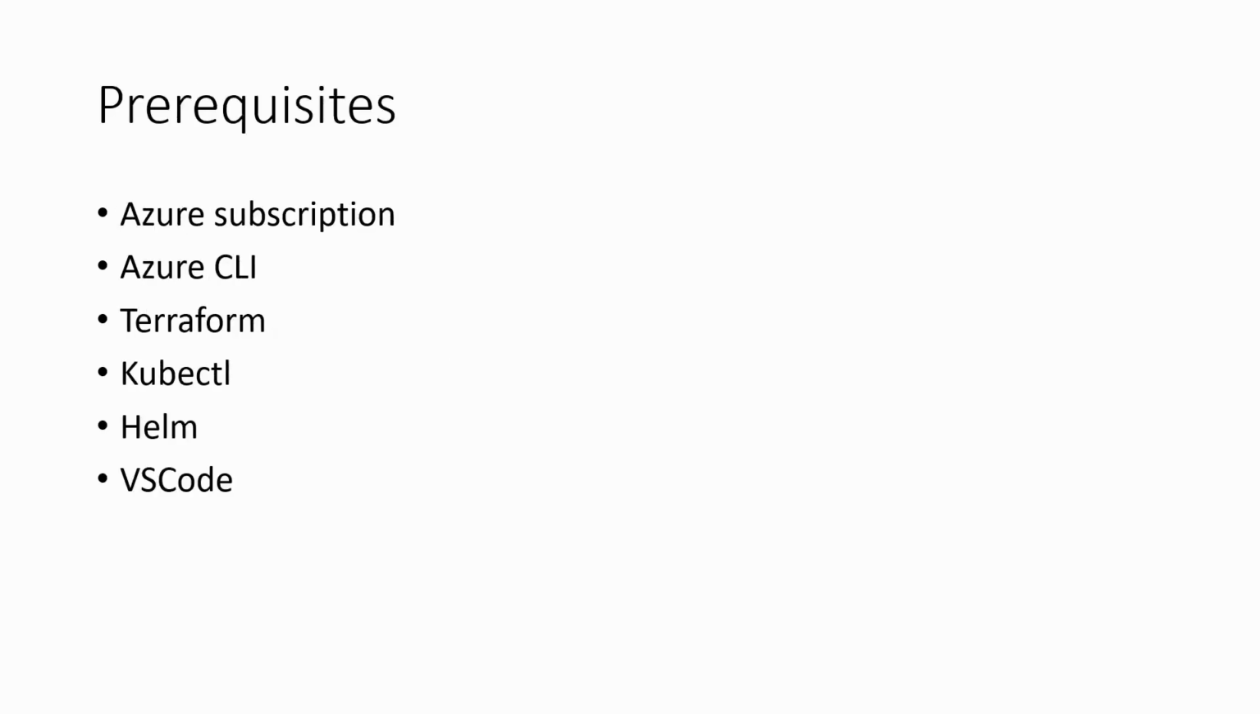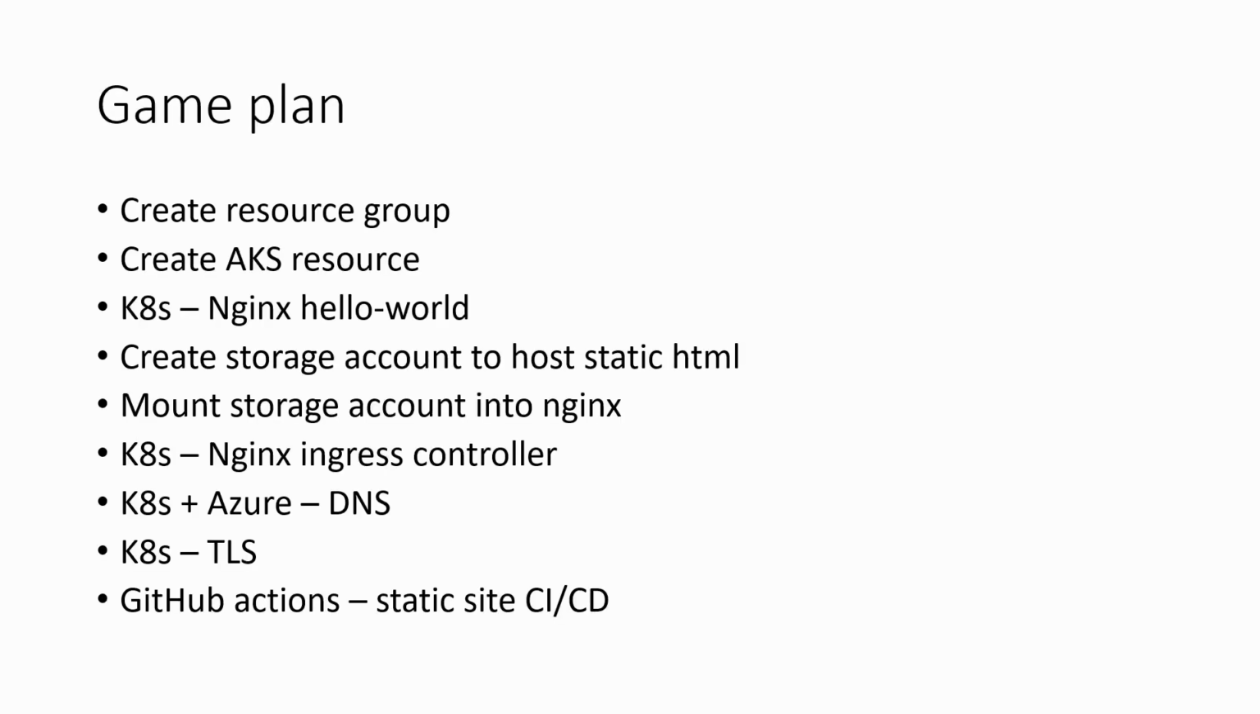So things that you'll need to follow this: an Azure subscription, the command line for Azure, Terraform, Kubectl, Helm, and VS Code. So we're going to create a resource group. We're going to create the AKS resource. We're going to create a nginx Hello World app just to make sure that we can run something on the cluster and actually be able to access it. And then we'll create a storage account to host our static HTML just as a location for it, not to actually serve it. And then we're going to mount that storage account into nginx.